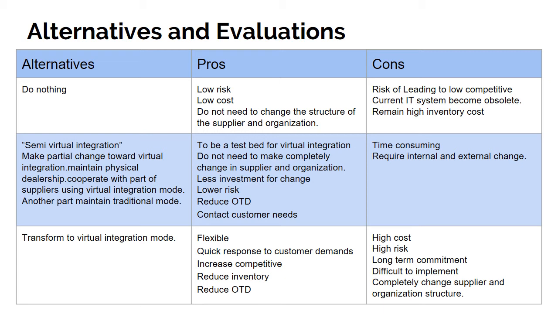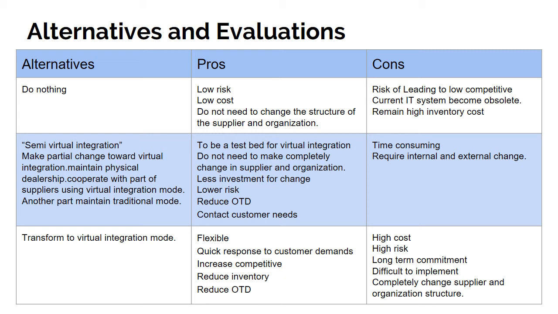The second solution is to implement a semi-virtual integration. Ford can reach agreement with part of its suppliers, and this part of suppliers provide Ford with materials based on virtual integration mode, while the other part of the supply chain maintains the original mode. This program gives Ford an opportunity to try to run a test of virtual integration mode. Once it fails, it will not bring a fatal blow. And this solution doesn't require Ford to completely change its organization and supply chain structure. So the cost of investment is low. At the same time, Ford can also contact customer demand directly through customization and quickly respond to customer needs.